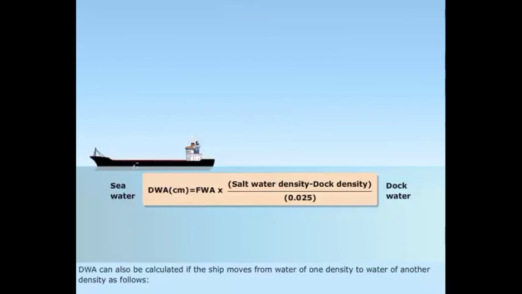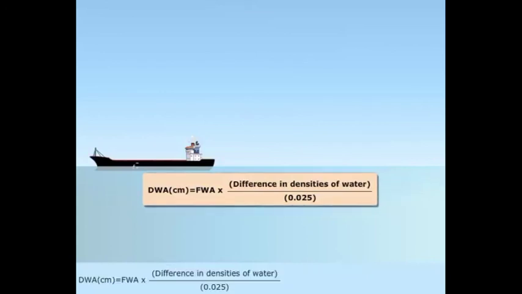DWA can also be calculated if the ship moves from water of one density to water of another density as follows. DWA in centimeters equals FWA multiplied by the difference in densities of water divided by 0.025.